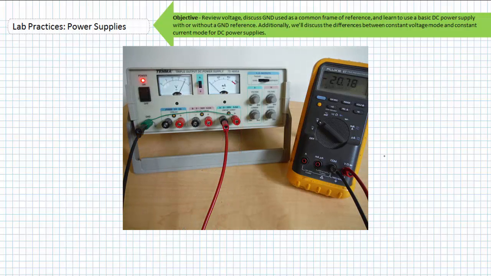However, when ground is used as the reference, it shows the negative lead is now 20.78 volts below ground by placing a negative sign up front. The same magnitude exists, it's just that the conventional current will now flow from either the ground or our positive terminal, since they're at the same potential, to the negative terminal.